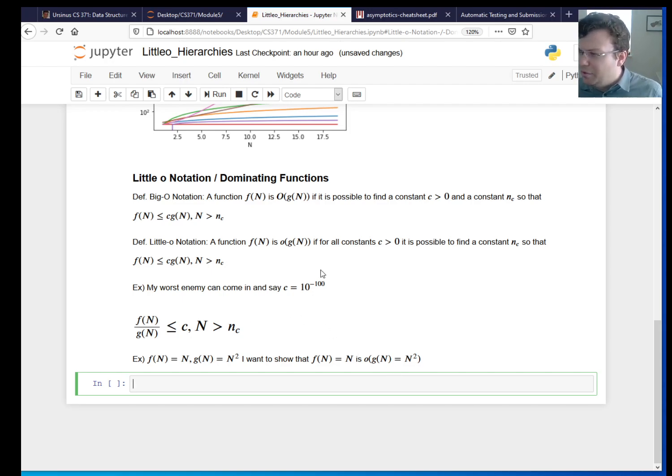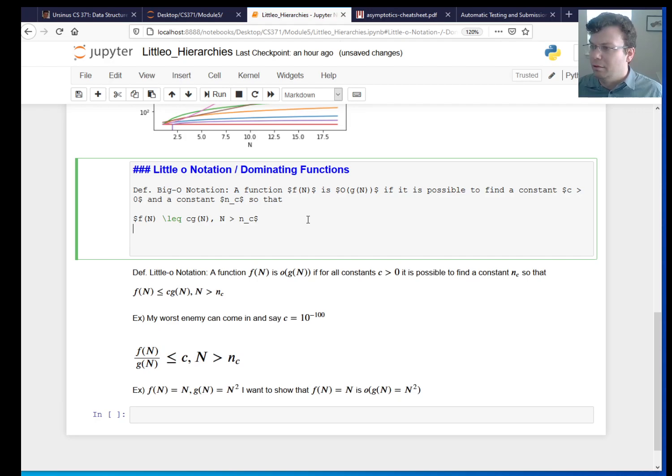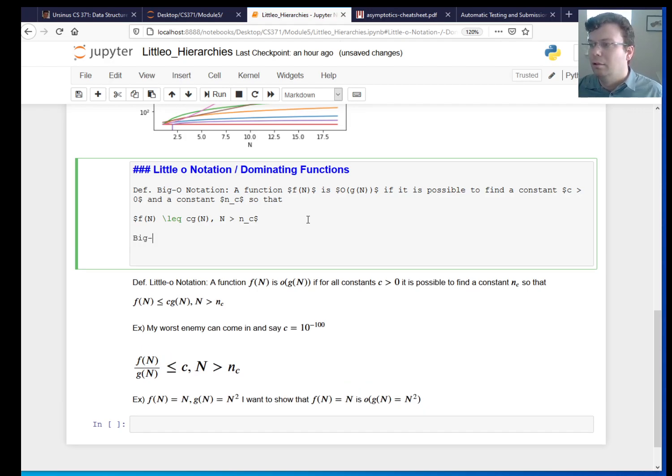So yeah, I've kind of said this, but let me really say it again. You know, Big-O notation provides an upper bound.